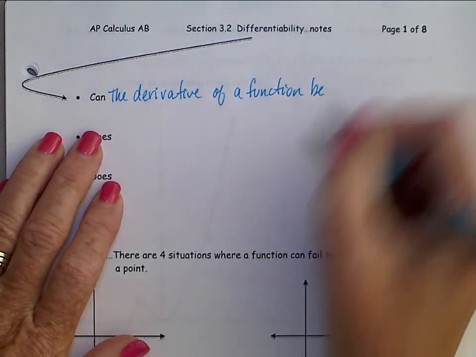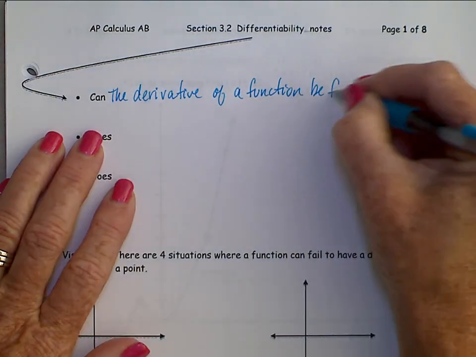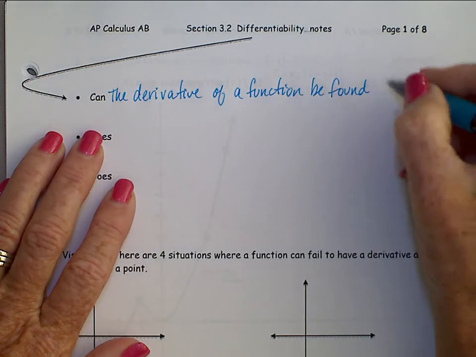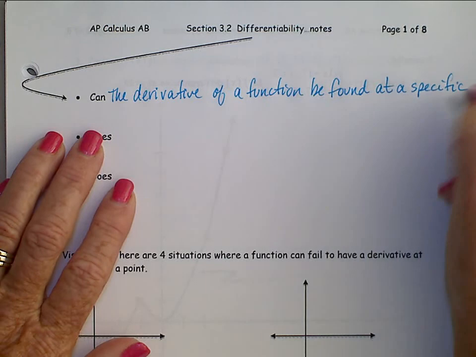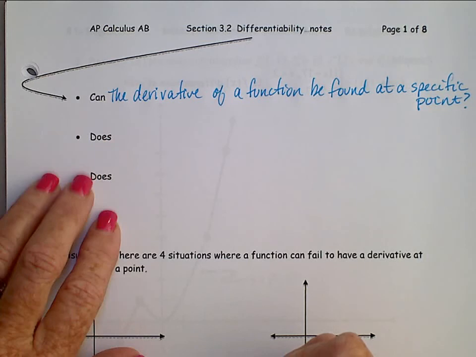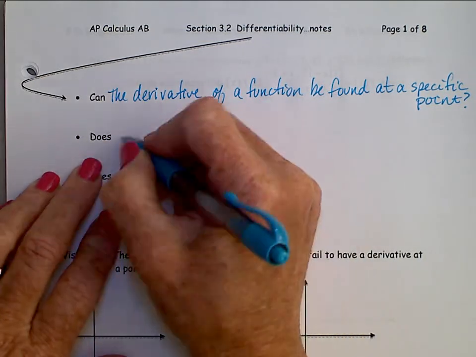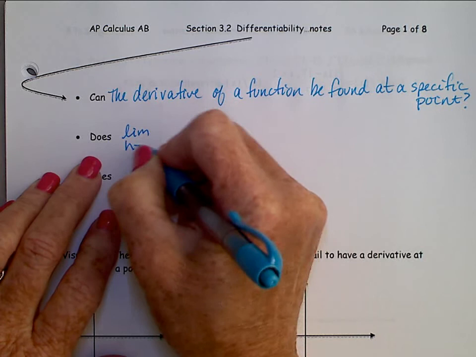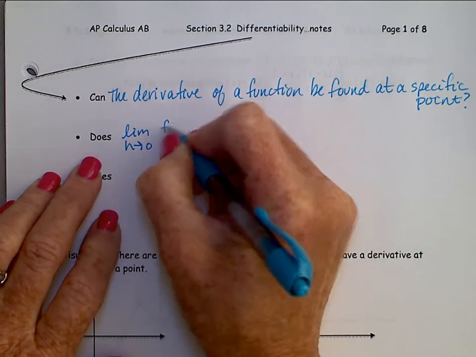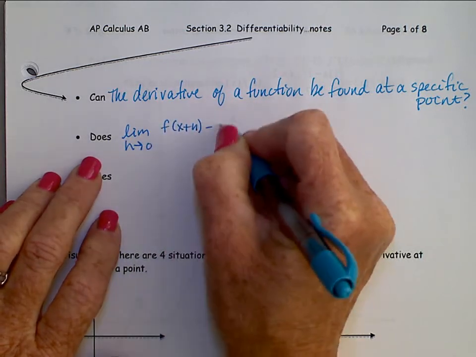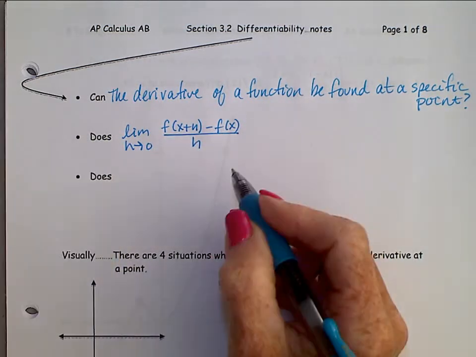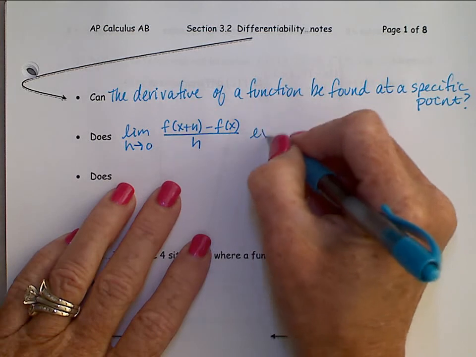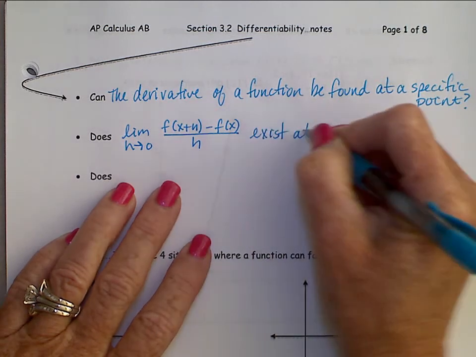Can the derivative of a function be found at a specific point? Or does the limit as h approaches 0 of f of x plus h minus f of x all over h exist at the point in question?